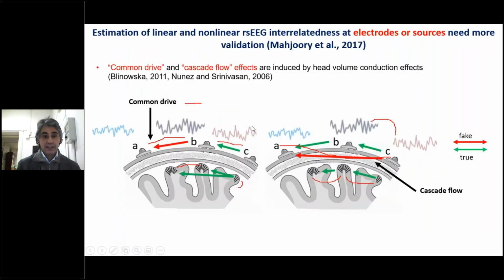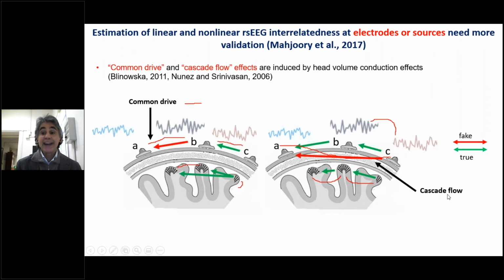You can estimate the interrelatedness between the two trajectories to have a measure of synchronization likelihood of EEG signals in electrode pairs. You can also, of course, estimate the sources and the connectivity between the sources, but you are challenged by head volume conduction effects. You can see two examples of these challenges. In the common drive condition, you have source C coupled with source B and source C coupled with source A. When you apply techniques for estimating the interrelatedness of EEG signals at electrode pairs, you can capture the relationship between C and B, but you can obtain a fake interrelatedness between B and A. You don't have this in the source space.